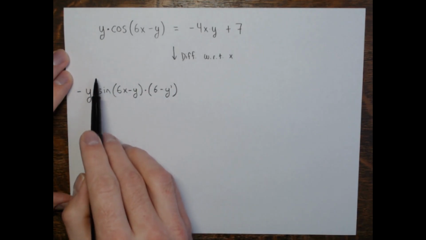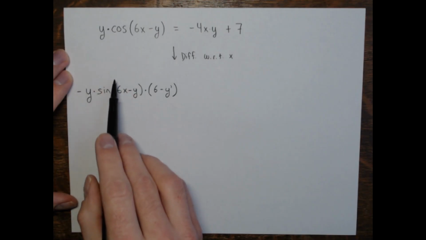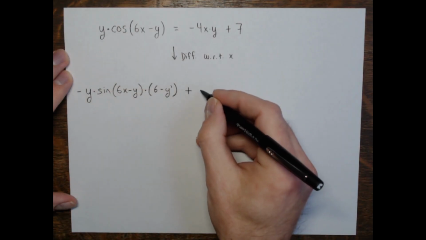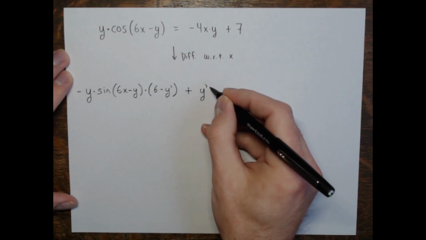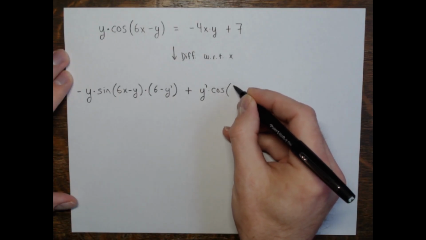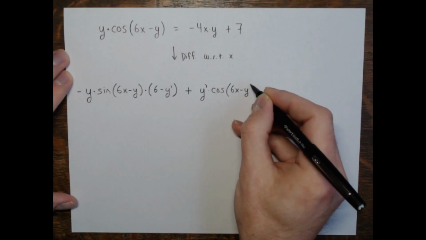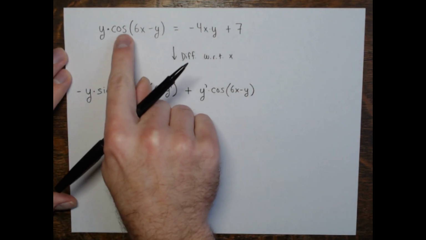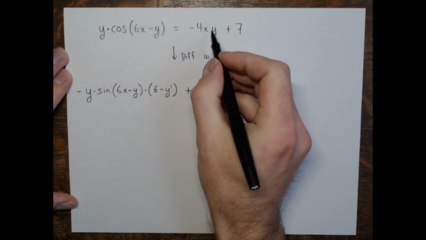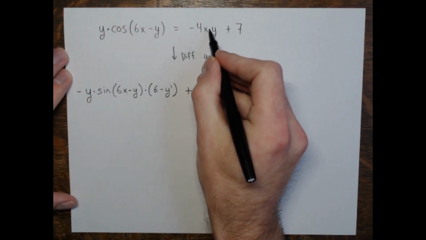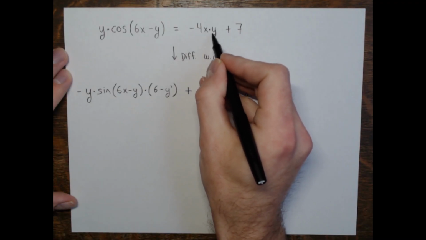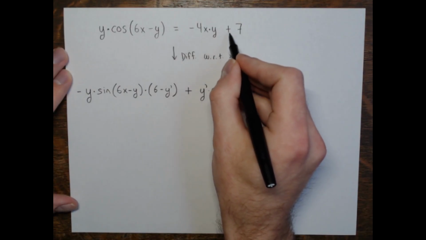All right, so that's the first factor left alone times the derivative of the second factor, plus the derivative of the first factor, which is y prime, times the second factor left the way it was, the cosine of 6x minus y. So there's the left side with the product rule, equals, and then similarly with the right side, you have negative 4x for the first factor times another function of x, this y expression in the second factor, and then plus 0.